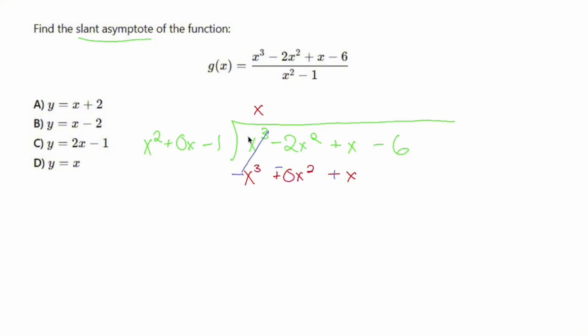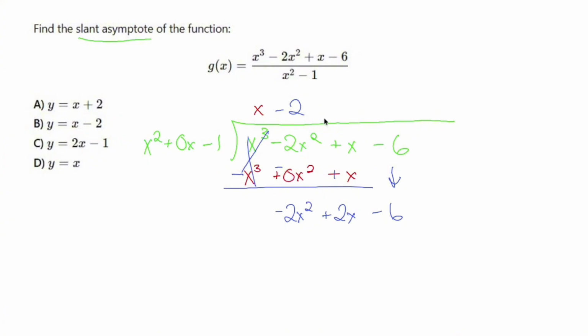The first guy will always disappear. Negative 2x squared minus 0x squared is negative 2x squared. Plus 2x minus 6. And then you repeat. X squared times what gives you negative 2x squared? Negative 2. Now at this stage, we can be done.